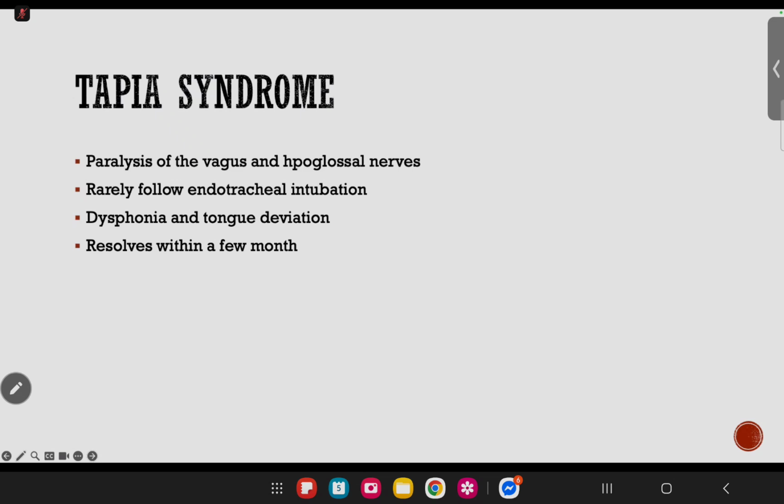Tapia syndrome is the paralysis of the vagus and the hypoglossal nerve, which can rarely follow endotracheal intubation and has been reported during the COVID-19 pandemic. Symptoms consist of dysphonia and tongue deviation, and usually resolve within a few months.